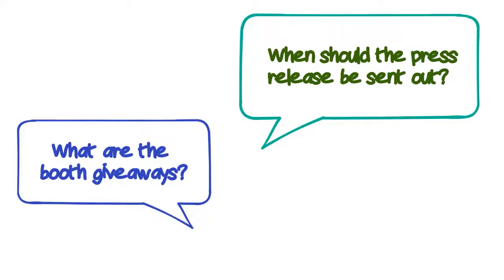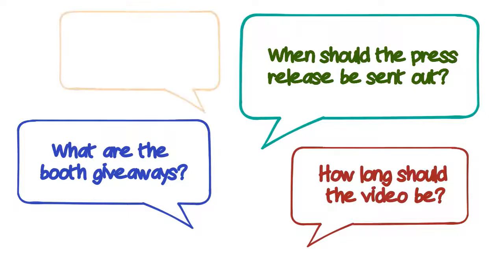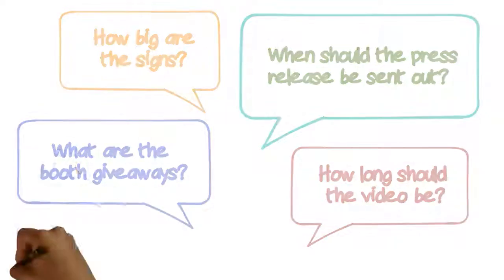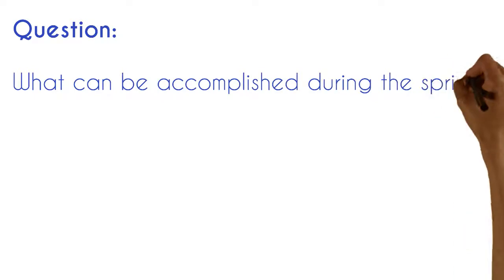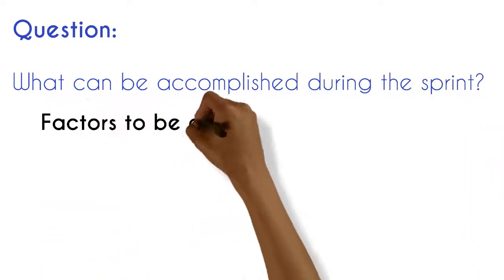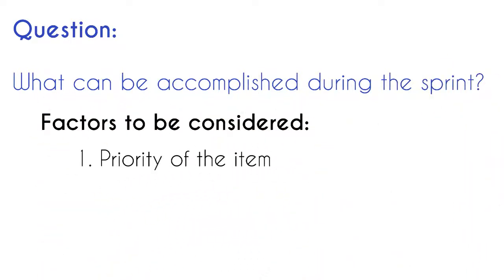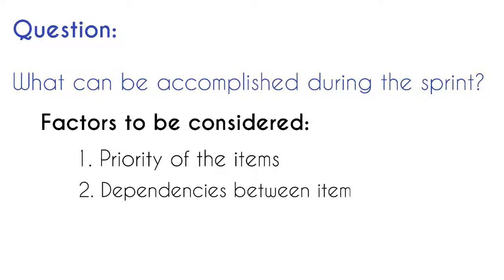Once the product backlog is understood, the development team tackles the question of what can be accomplished during the sprint. While the priority of the items will be a primary consideration, the development team will also take into account other factors, including the following: dependencies that may be present between the items. For example, the press release is the highest priority, but it may be beneficial to include it in a later sprint in case the content of the press release is affected by the work of this or other sprints.